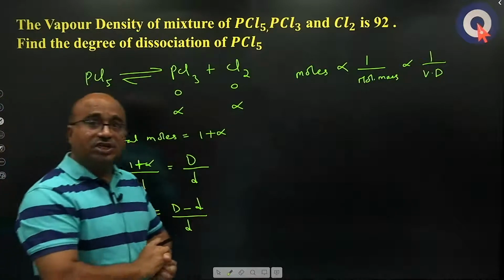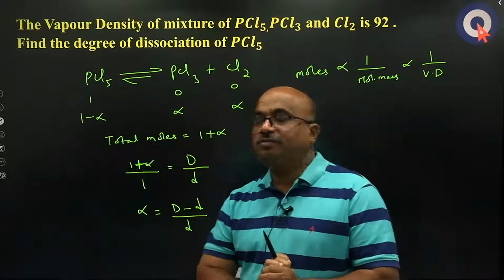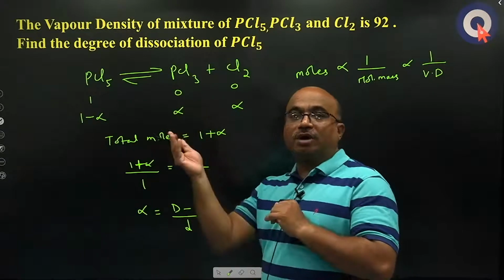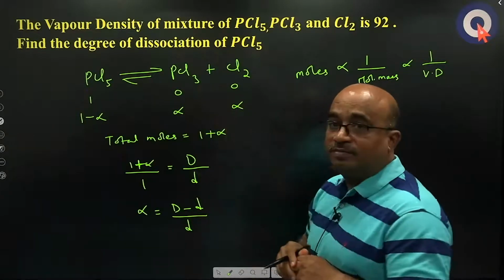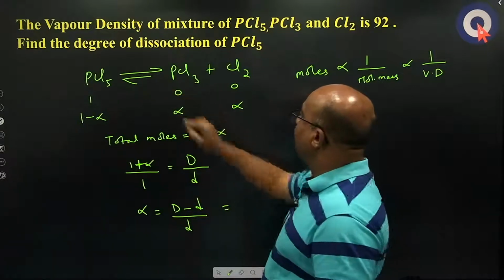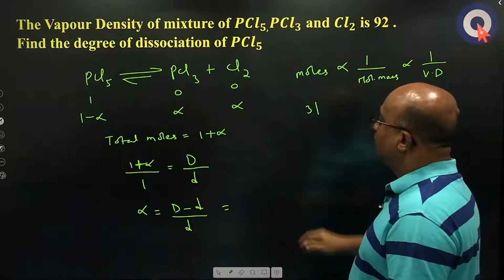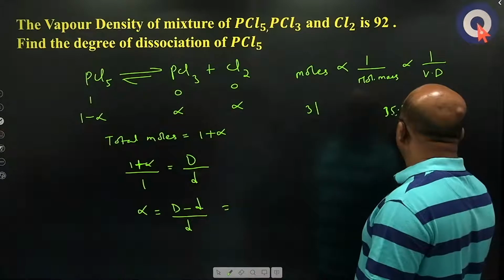But we know the initial vapor density, because initially we have started with only PCl5. So what is the vapor density of PCl5? It's the molecular mass of PCl5 by 2, because initially 1 mole is there. So what is this now? It's the molecular weight of PCl5, that is, phosphorus is 31, plus 35.5, the atomic mass of chlorine, times 3.